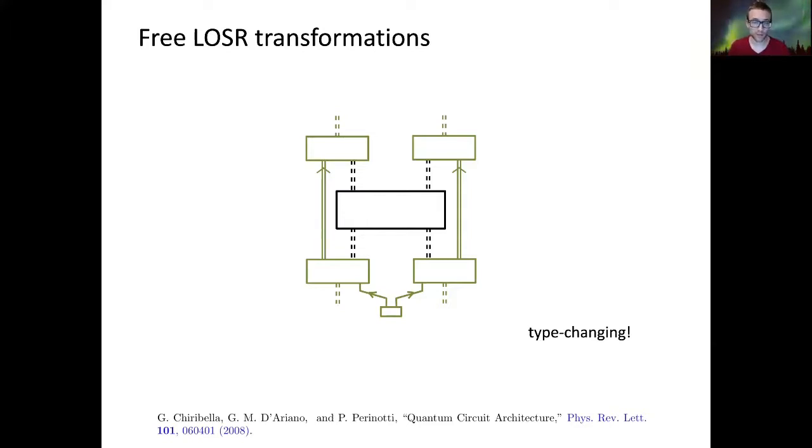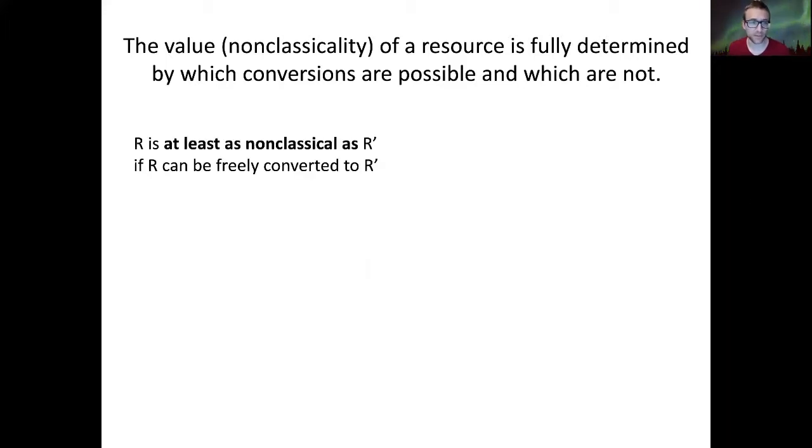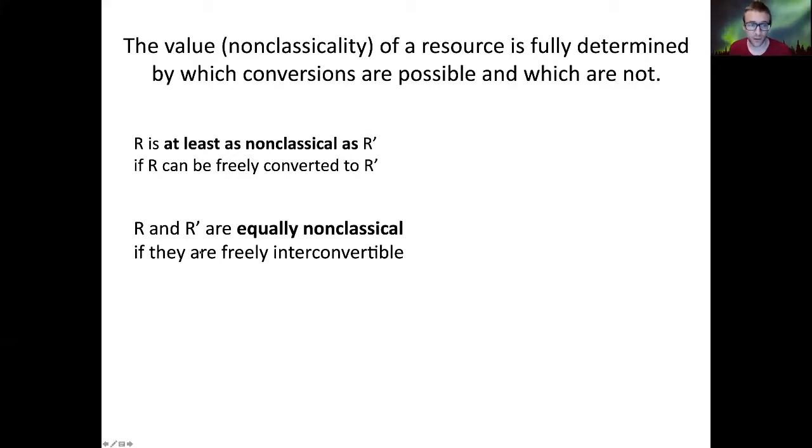So that's how we do free transformations from one type of resource or from one particular resource to another, potentially changing the type. And now we say the value or non-classicality of a resource is fully determined by which conversions are possible and which ones are not. So a resource R is at least as non-classical as another one, R prime, if R can be freely converted to R prime. So this captures the idea that whatever you could do with R prime, you can also do with R just by first turning R into R prime and then proceeding as you had planned anyway. R and R prime are equally non-classical if they're freely interconvertible. And we say that they're in the same equivalence class.